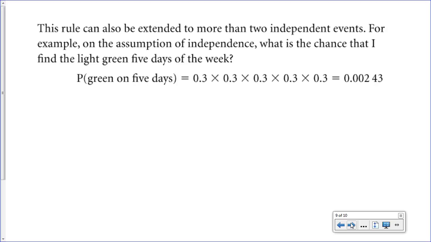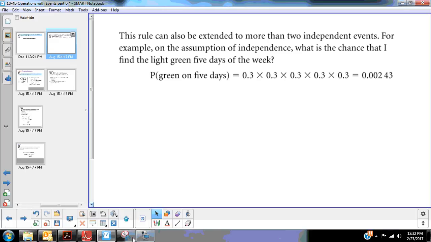That to figure out the probability of it being green on 5 days in a row, I can multiply the probability 0.3 times itself 5 times because we're assuming that it's independent, that if the light is green today, it's not going to change the probability of it being green tomorrow when I come to the light. And that is all.